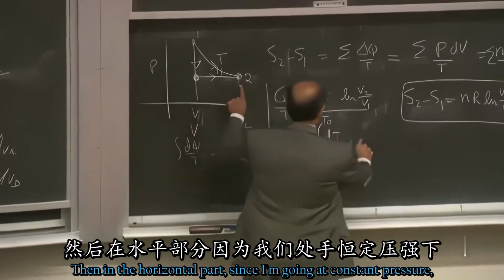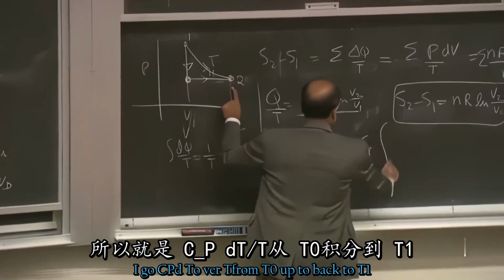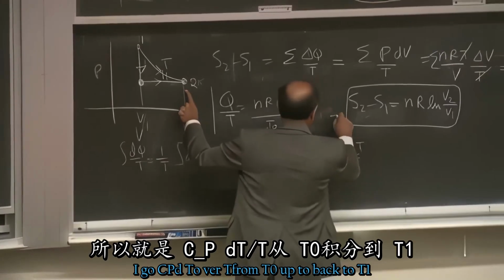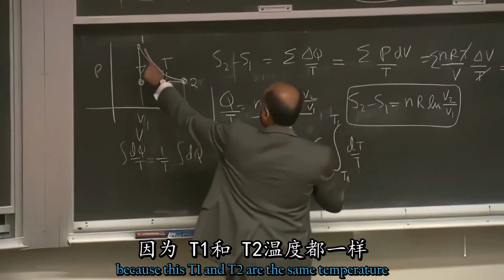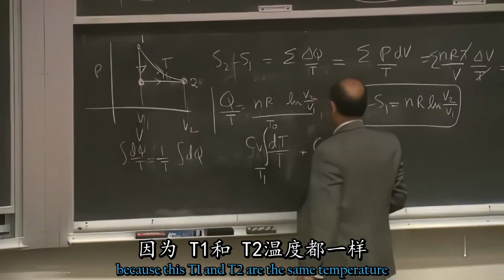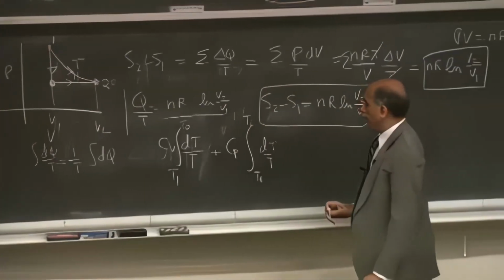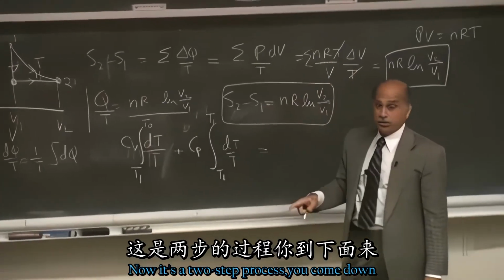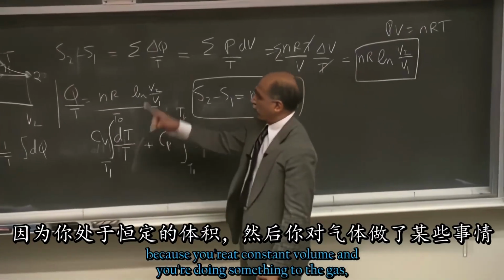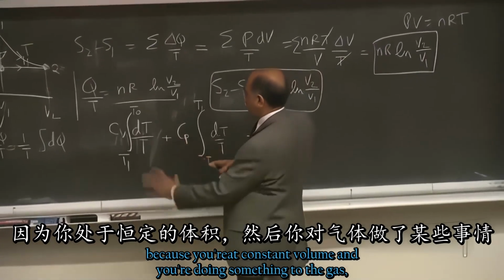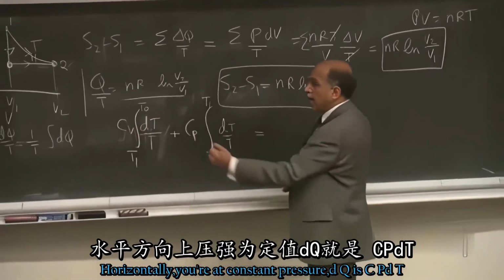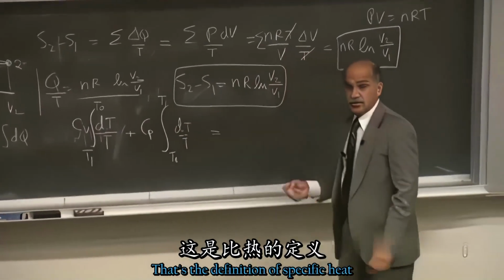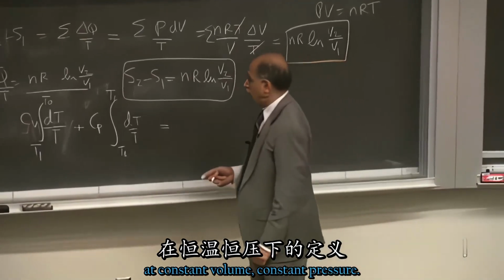Then in the horizontal part, since I'm going at constant pressure, I go Cp dT over T from T0 back to T1, because this T1 and T2 are the same temperature. I have to add all these to get the entropy change. Now it's a 2-step process. You come down because you're at constant volume and you're doing something to the gas. dq is Cv dT. Horizontally, you're at constant pressure. dq is Cp dT. That's the definition of specific heat at constant volume, constant pressure.